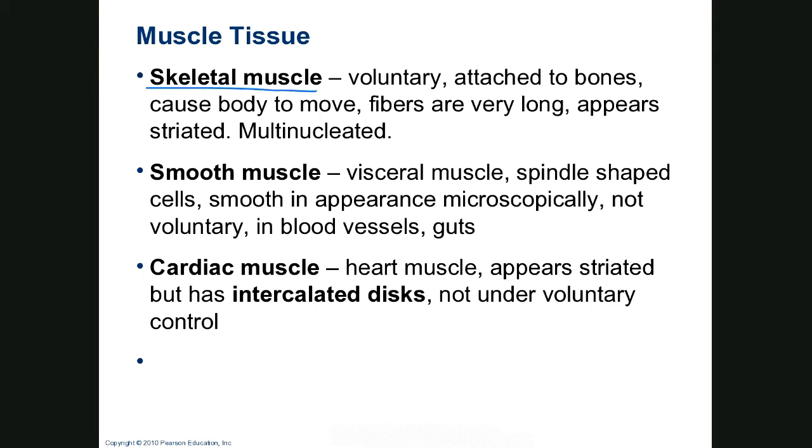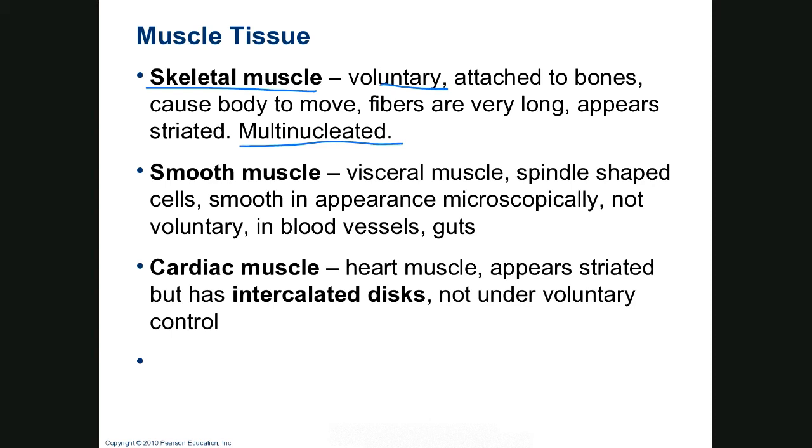Skeletal muscle is voluntary. This is what is attached to bone, and the fibers are striated or striped, and they're very long. In fact, we call the cells in muscle a fiber because they're so long. A muscle fiber is the length of your entire muscle, and they're multinucleated.